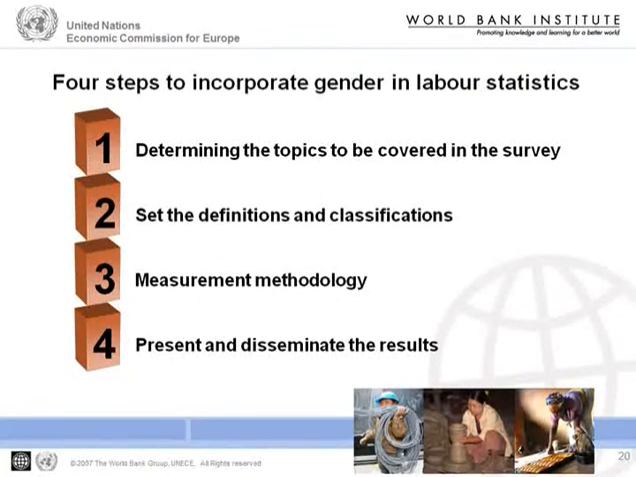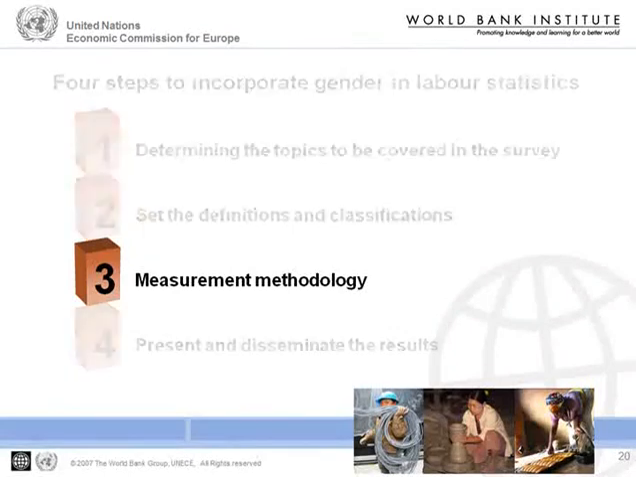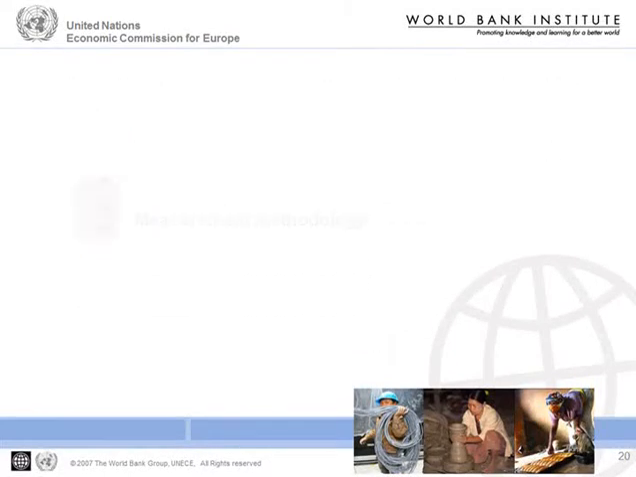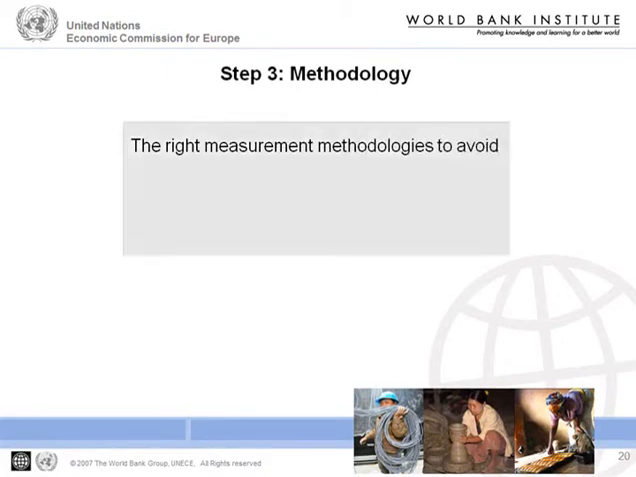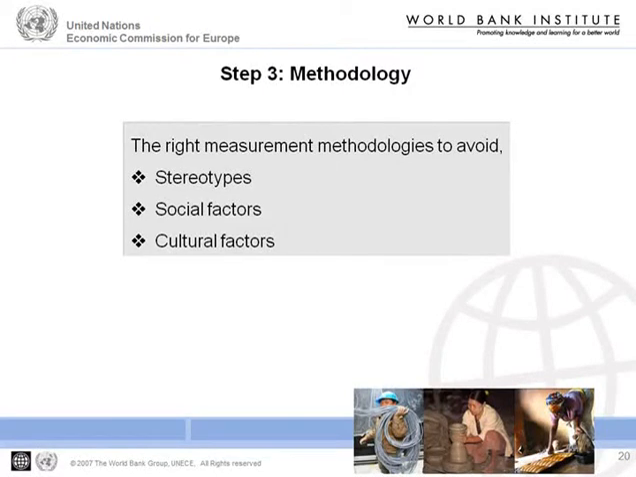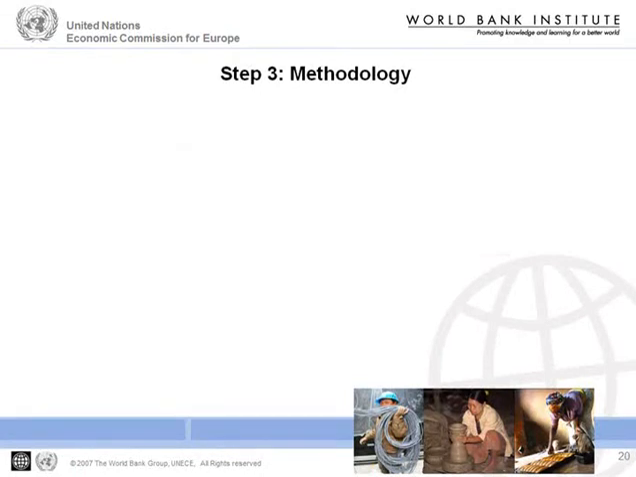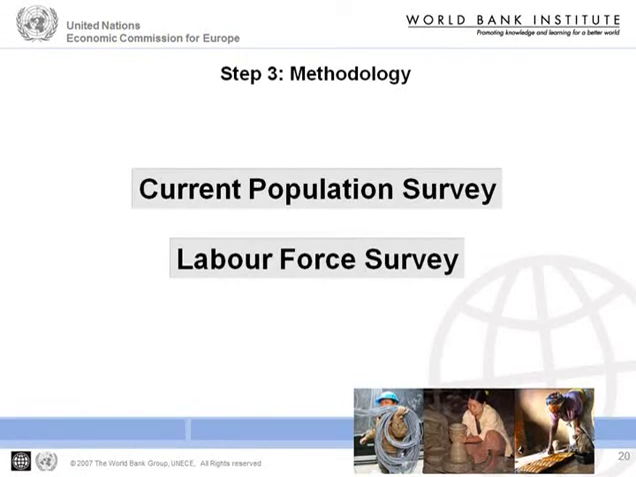Once we are sure that definitions and classifications adequately take gender differences into consideration, we are ready to move on to Step 3, the right measurement and methodologies to avoid stereotypes, social and cultural factors that might produce gender biases when designing question wordings and references. Measurements should be made as independently as possible from respondents' own perceptions as well as from interviewers' biases. Two concrete examples show how different question formulations change the number of people measured as working or not working.